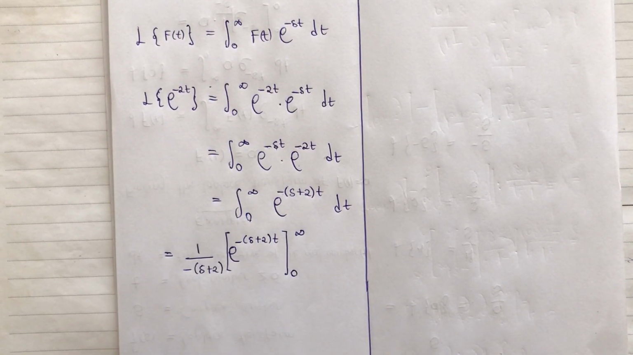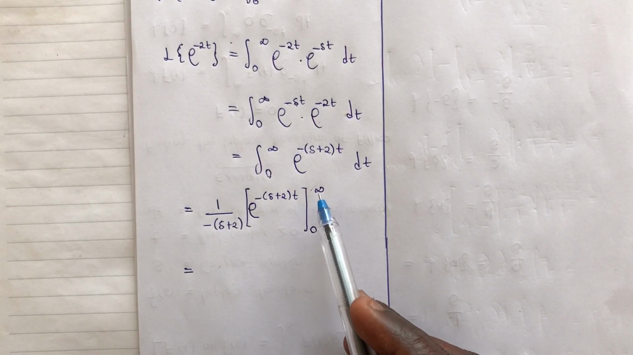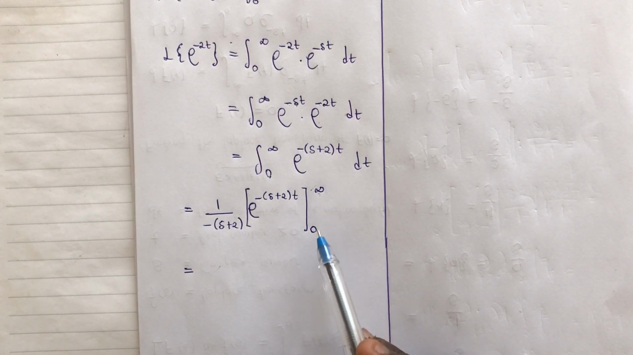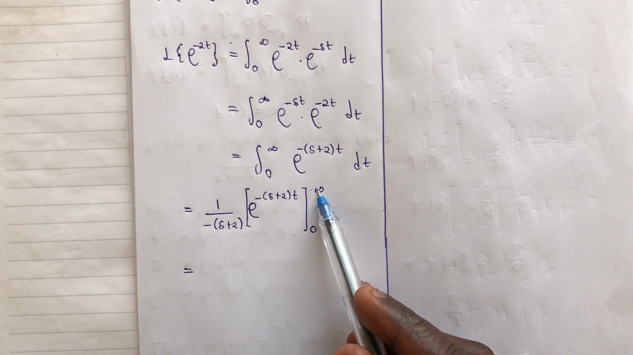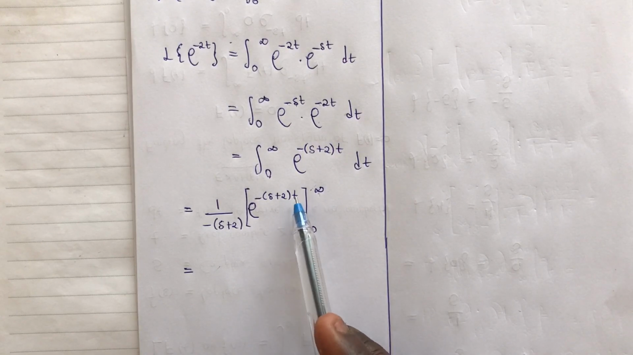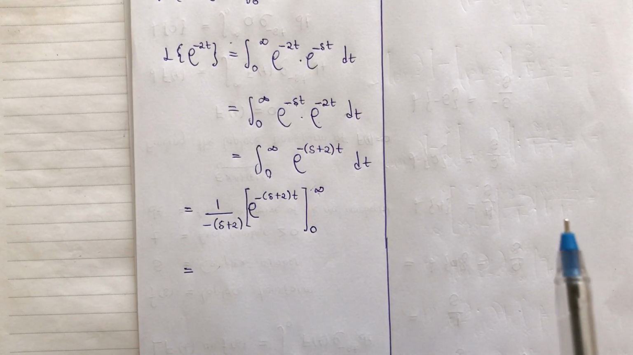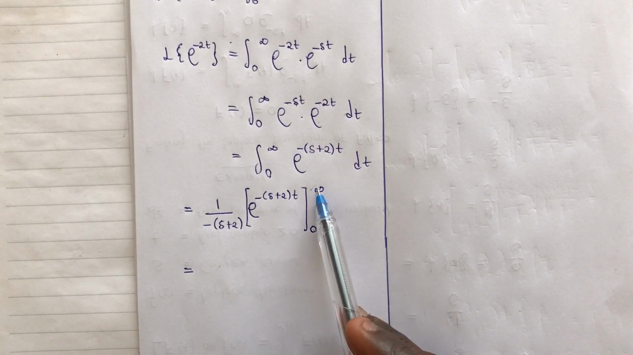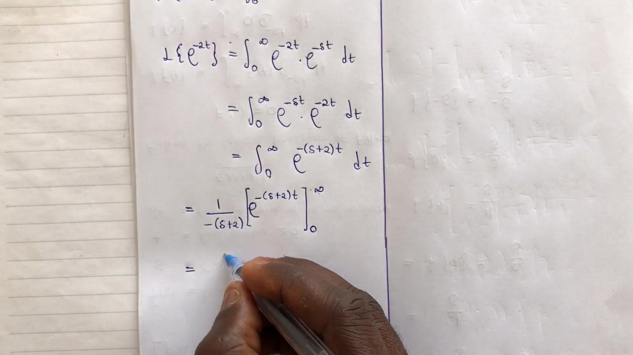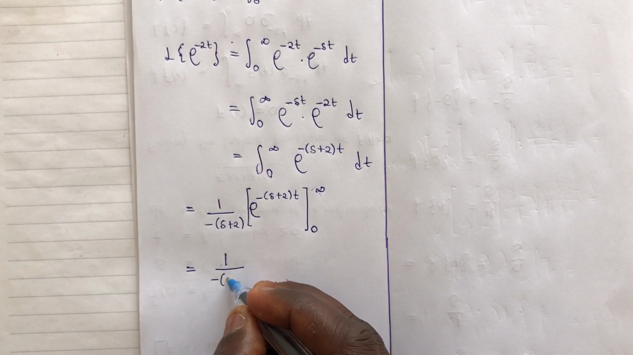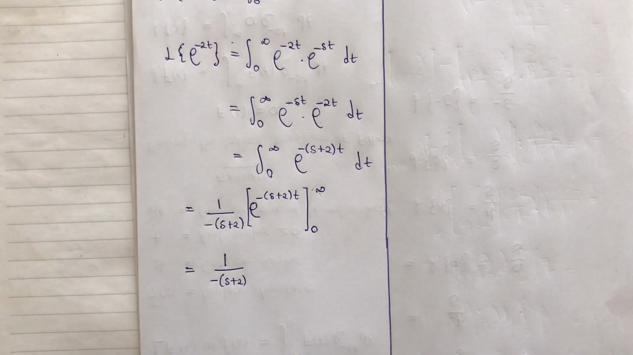Remember, I do not want to take limits here. I am jumping so many steps. This is very simple because there's no need for me to take it. If I want to take limits, I need to substitute this with, let's say, a, and then let a approach infinity. To make it very simple, substitute your upper limit and lower limit, and the result is upper limit minus lower limit. For t, remember t is a real value from 0 to infinity. All right, so we have 1 over negative s plus 2.